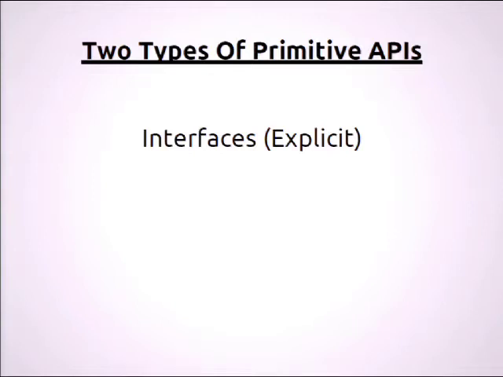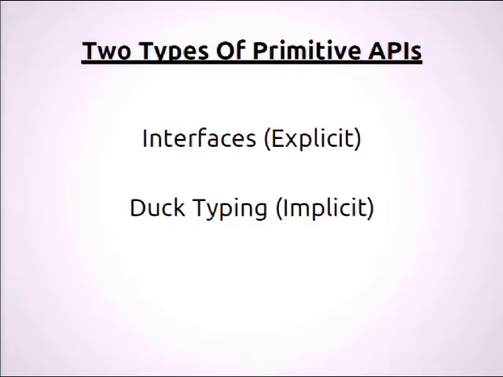The point being is that it's explicit. It's just as if you signed a contract that says, I guarantee this code is going to do what I say it's going to do. The other type is duck typing, which is if it looks like a duck, it's probably a duck. You pass in an object, we expect it to have a particular method. If it doesn't have the method, we're just going to error out. We don't care about the contracts. We don't care about the explicitness of it.